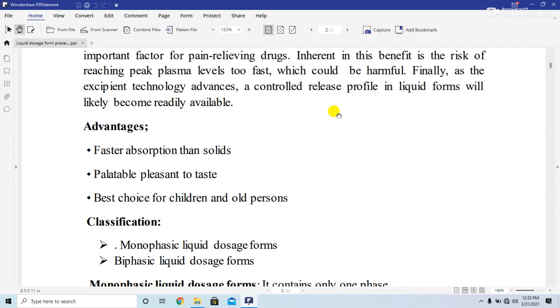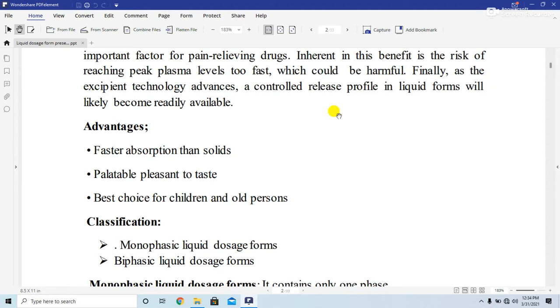Another advantage, if the drug is in liquid dosage form, it must be palatable and pleasing to taste. It is the best choice for children and old persons, because there are some people who are unable to take certain medications in the form of tablets or capsules. So, liquid dosage forms are the best choice for children as well as geriatric people.